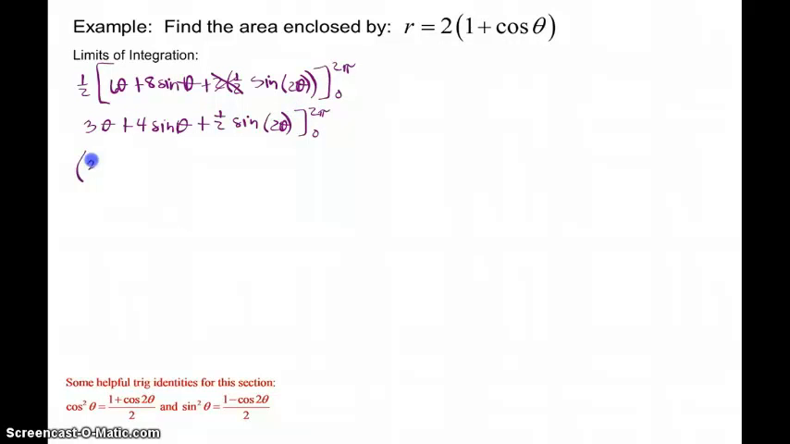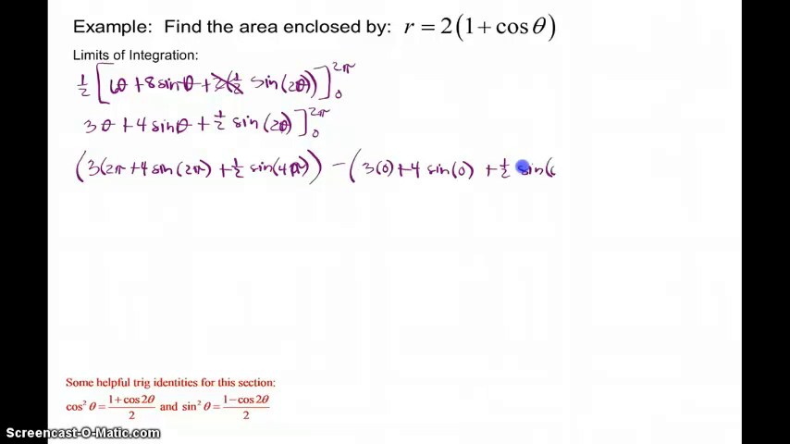So plugging in my upper limit, 3 times 2 pi plus 4 times the sine of 2 pi plus 1/2 the sine of 2 times 2 pi. If theta is 2 pi, that's 4 pi, not theta, 4 pi. So there's my upper limit minus my lower limit, which is 3 times 0 plus 4 times the sine of 0 plus 1/2 times the sine of 2 times 0, which is 0. So this is a 6 pi.